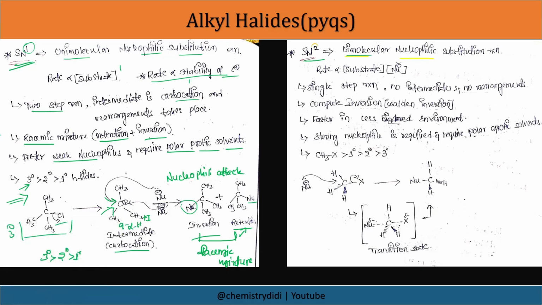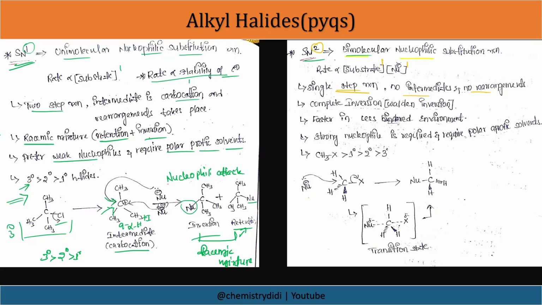So here it is of order 2. Why? Because the order of this reaction is 2. Here the rate depends on the substrate, I mean the reactant, and at the same time it also depends on the nucleophile concentration. Okay, and it is a single step reaction. Don't get confused thinking SN2 means it is a two-step reaction. No, no, we are talking about order in this case. That 2 refers to the order of the reaction. Okay, so it is a single step reaction and there won't be any intermediates, and no rearrangement takes place.